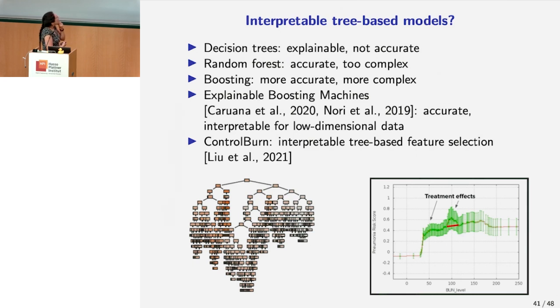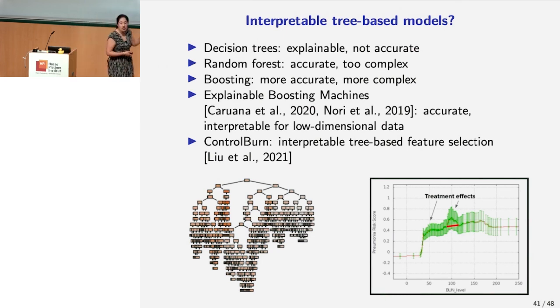Okay. Random forest: more accurate, too complex. The sum of the trees is too hard to understand. Boosting: even more accurate, even more complex. Explainable boosting machines. These are methods that were developed by Rich Caruana, Johannes Gehrke, and many other people that I was really inspired by. They're really cool. If you don't remember anything else from this part of the talk, remember that explainable boosting machines are really, really cool.